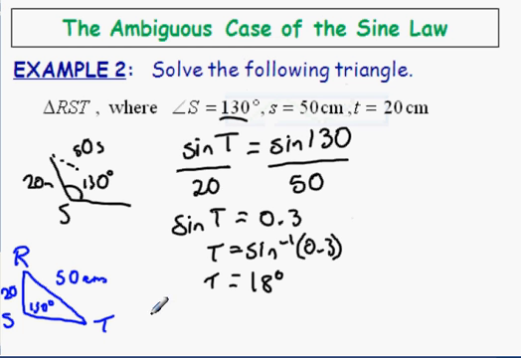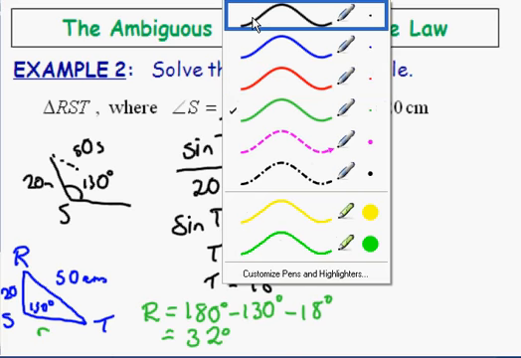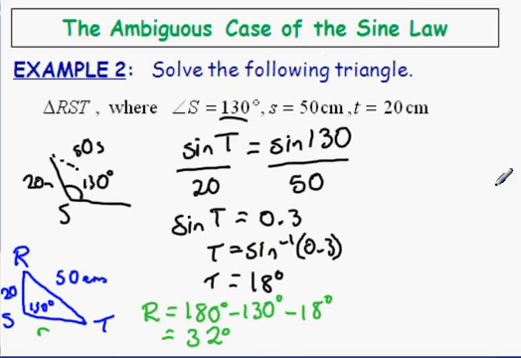Which means angle R will be 180 minus 130 minus 18. So angle R is going to be 32 degrees. Okay, and our last step is to find side R, which is over here, our third side of our triangle. So to find side R, you could use sine law, you could use cosine law. Either way should get you the right answer.